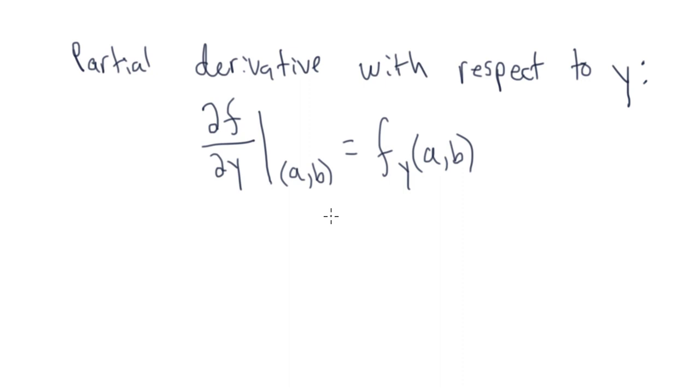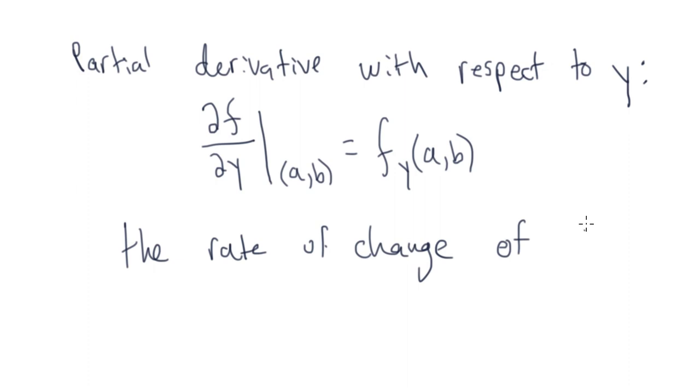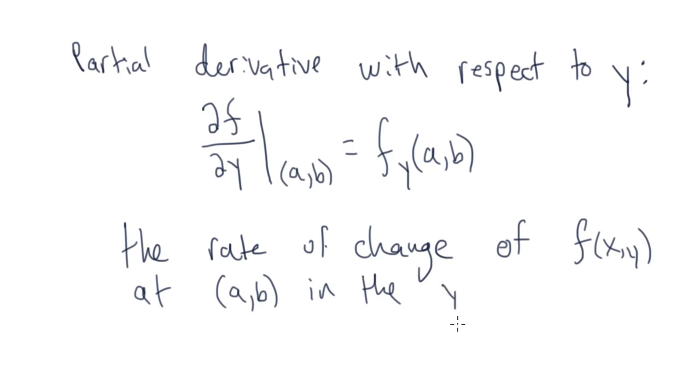And so this has a very important interpretation. So the partial derivative with respect to y is the rate of change of f at this point a, b in the y direction. And of course the partial derivative with respect to x has the interpretation that's the rate of change of f of x, y at a, b in the x direction.